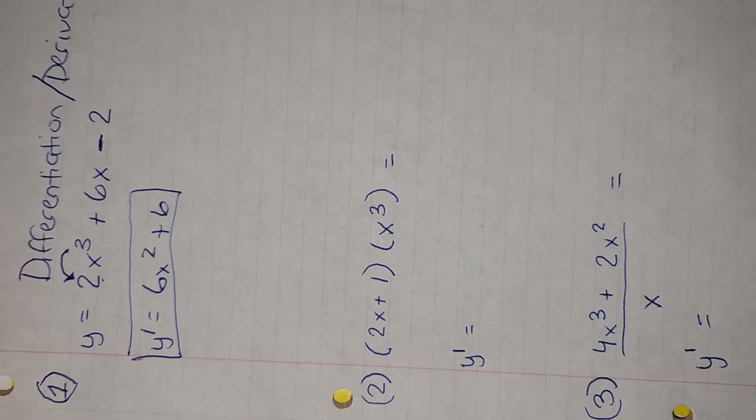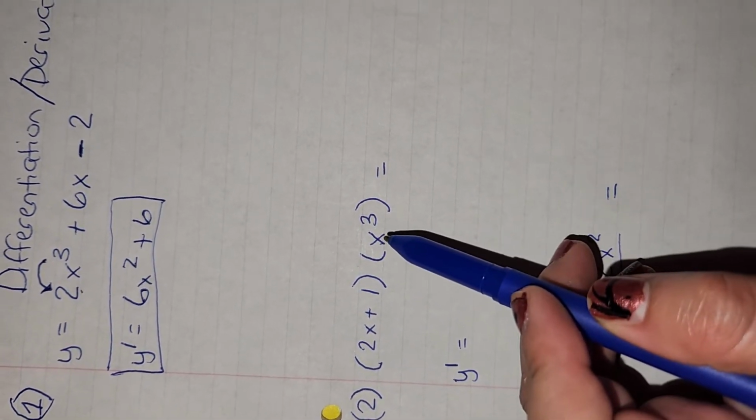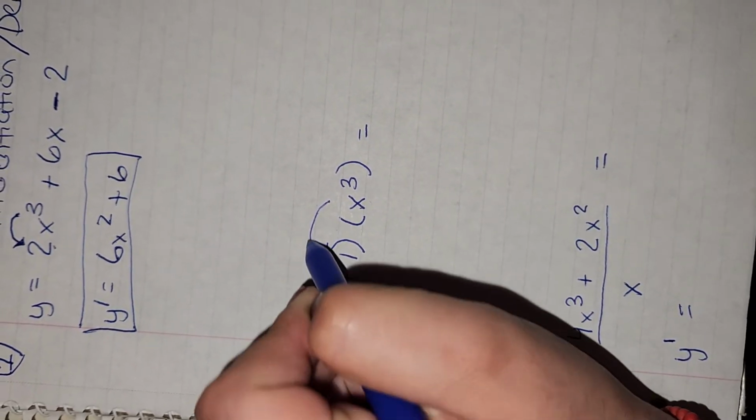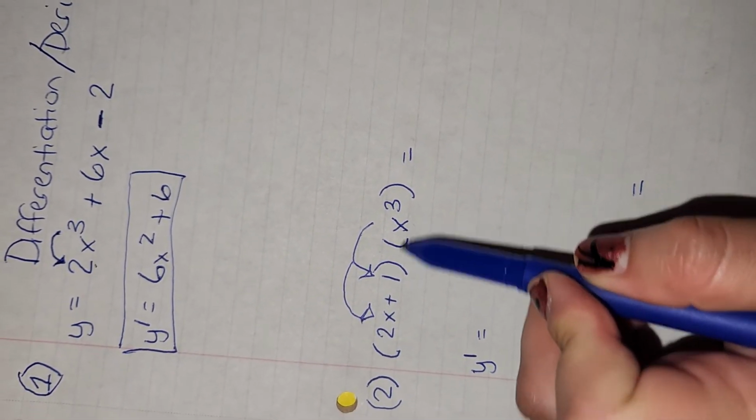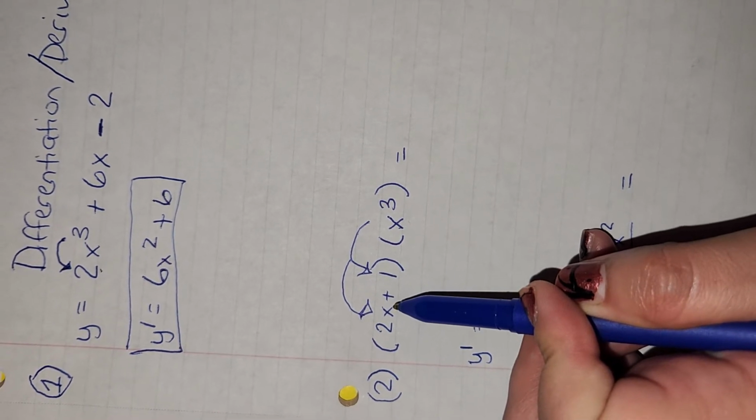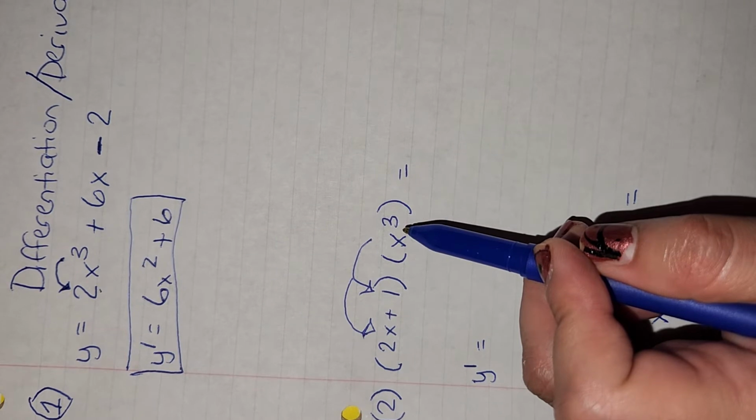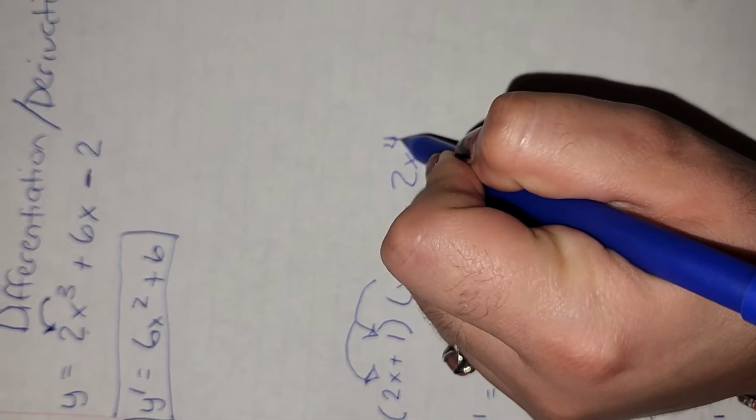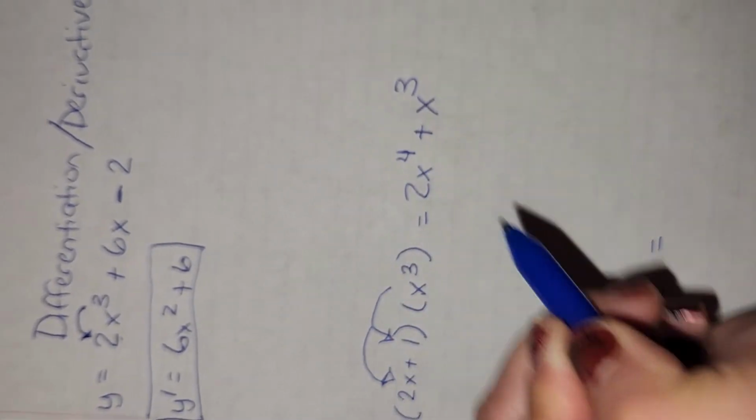Now let's work on problem number 2. We have 2x plus 1 times x to the power of 3. Well, we have to distribute. And you know that when we're multiplying two variables, we add the exponents. So in this case, 2x plus 1 times x to the power of 3 will turn into 2x to the power of 4 plus x to the power of 3.